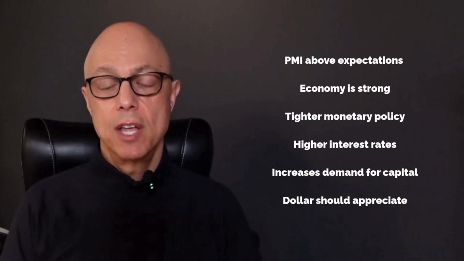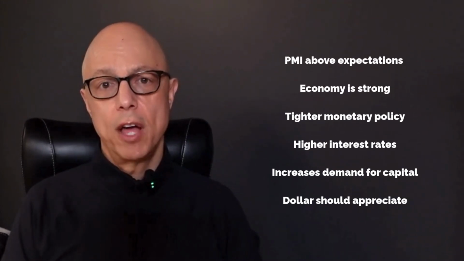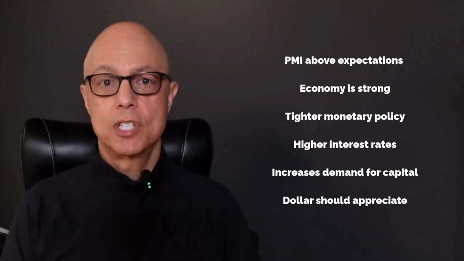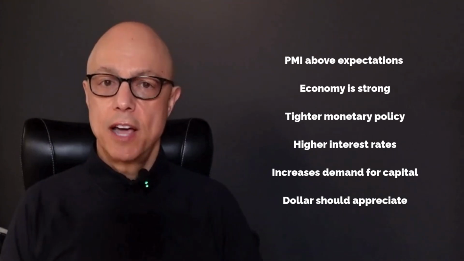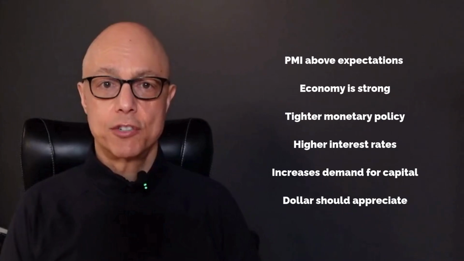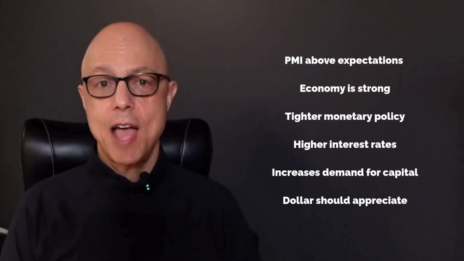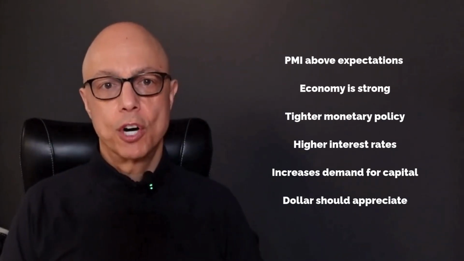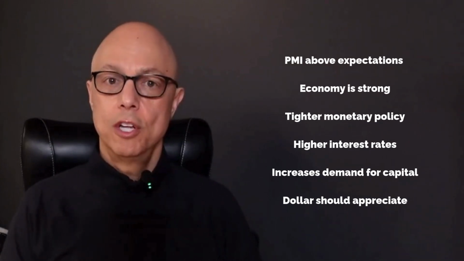The trader's logic goes something like this. If the PMI comes in above expectations, the economy is stronger than the market thought. A stronger economy supports tighter monetary policy. Tighter monetary policy means higher interest rates. Higher interest rates attract capital. Capital flows support currency appreciation, so you buy the dollar. And that's not a flawed chain of reasoning. Every link in it reflects something real about how macroeconomic dynamics influence currency markets.